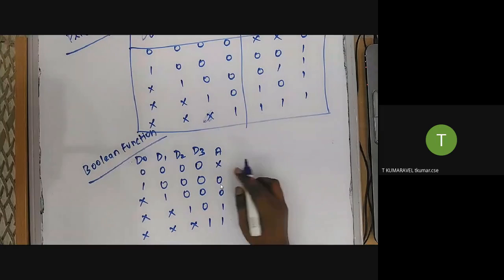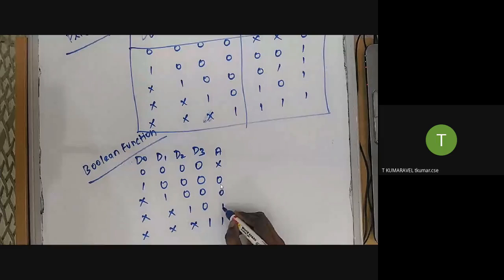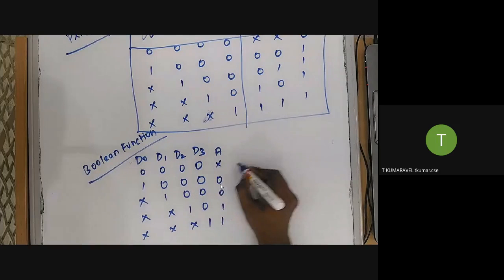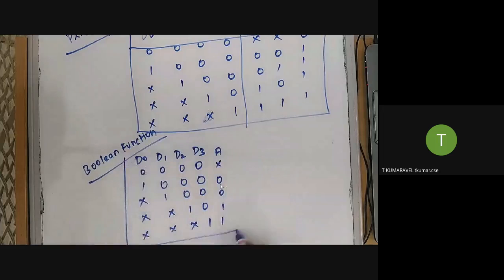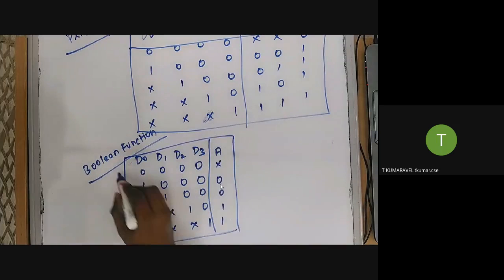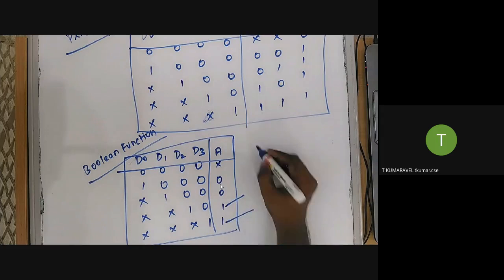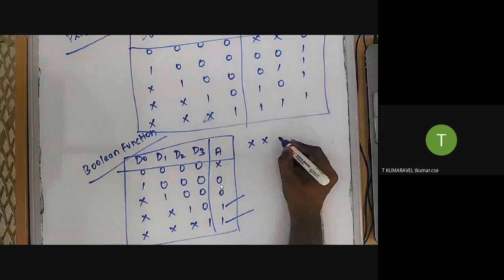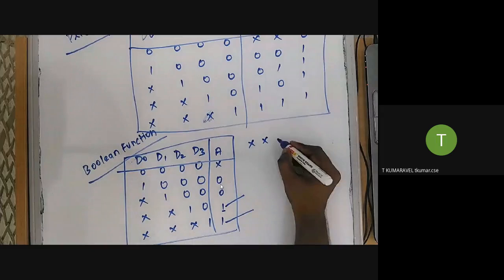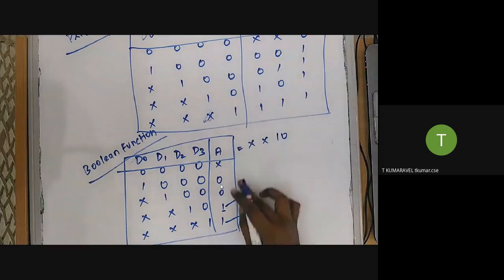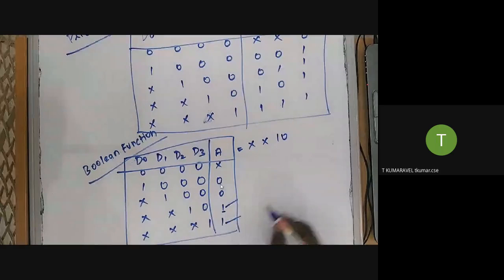What are the places output value here? This is the output value. So now here, what are the places output equal to 1? Here and here. So x, x, this is the input combination. Here the output value equal to 1. So for that, I am going to take the respective input combination. What is the respective input combination? XX 10. Here, two don't care conditions are available.